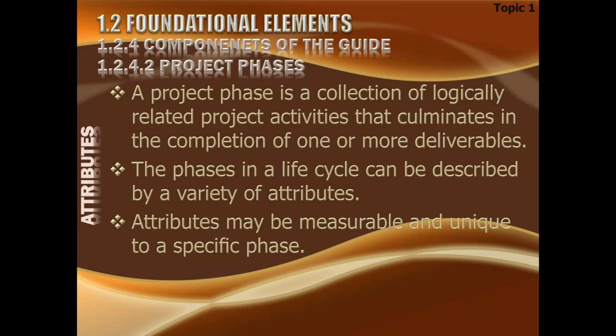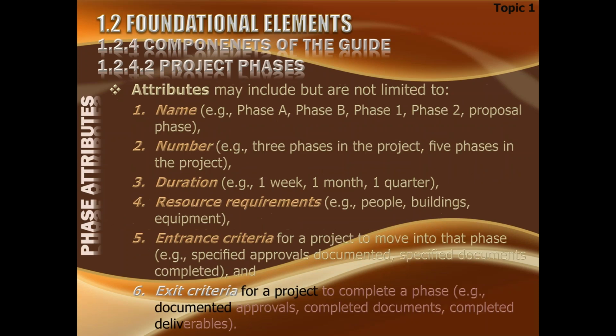Project phases. A project phase is a collection of logically related project activities that culminate in the completion of one or more deliverables. Talking more about deliverables, more about a waterfall model. The phases in a life cycle can be described by a variety of attributes. Attributes may be measurable and unique to a specific phase. So whenever we are nominating a phase, anything we do must be measurable and unique.